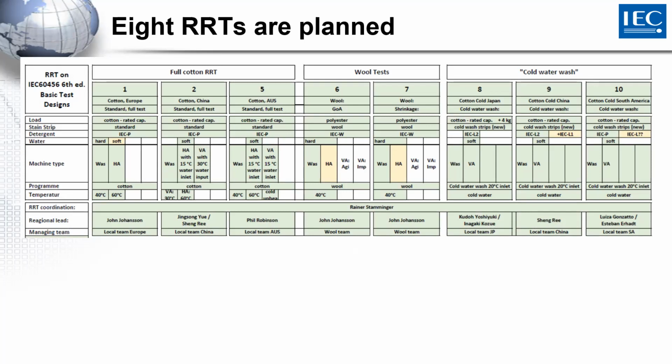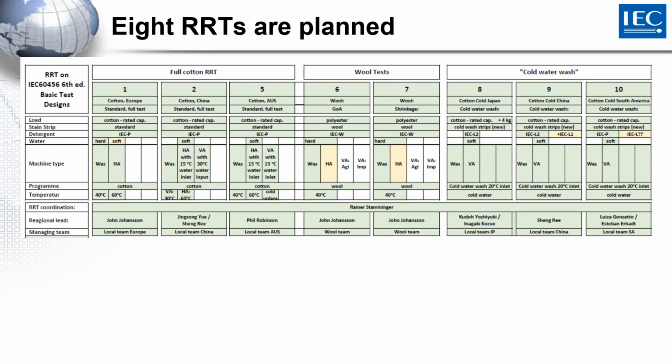So we have at first 3 round-robin tests which are testing the cotton part of the standard. So the cotton cycle, which is done, let's say, at rated capacity with cotton load. We use this standard stain strip, which we used since many years. But we will have a new detergent to be tested, which is called the IECP detergent, which is a substitute for the A-star detergent.